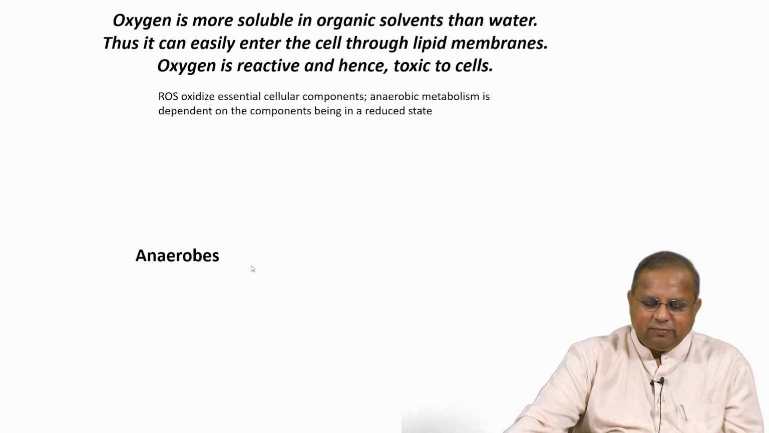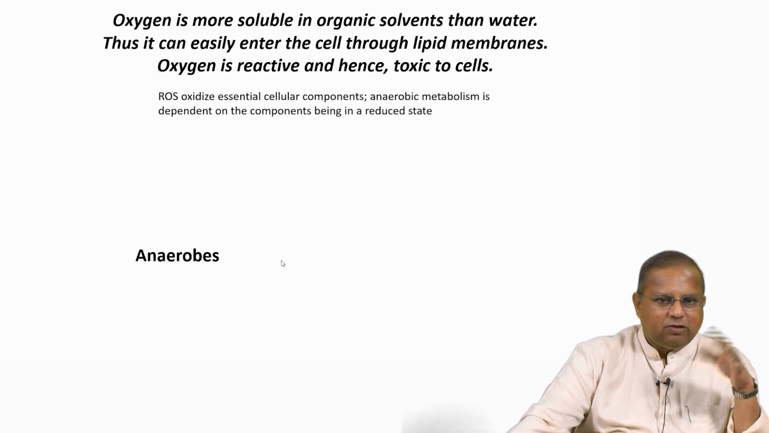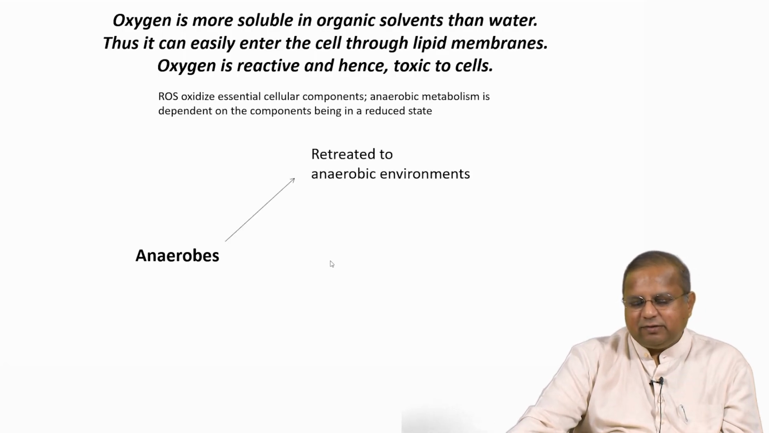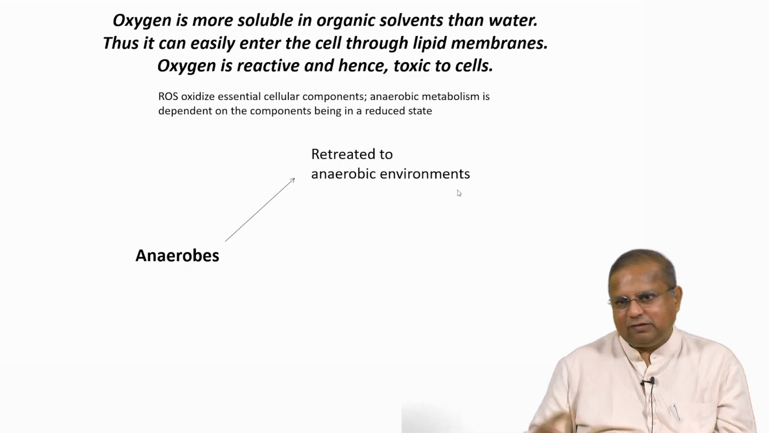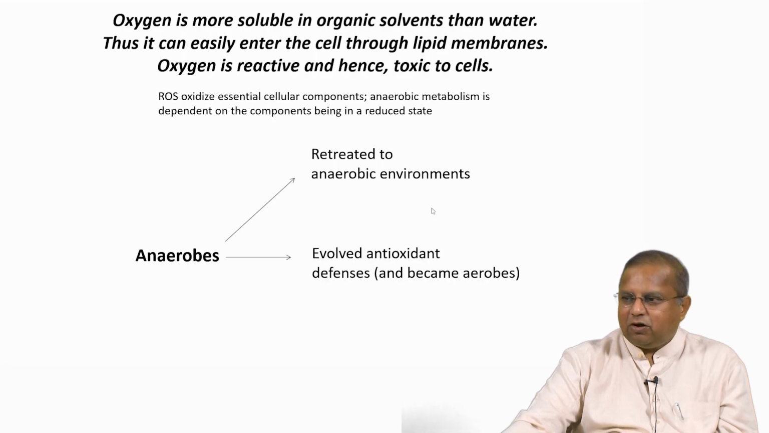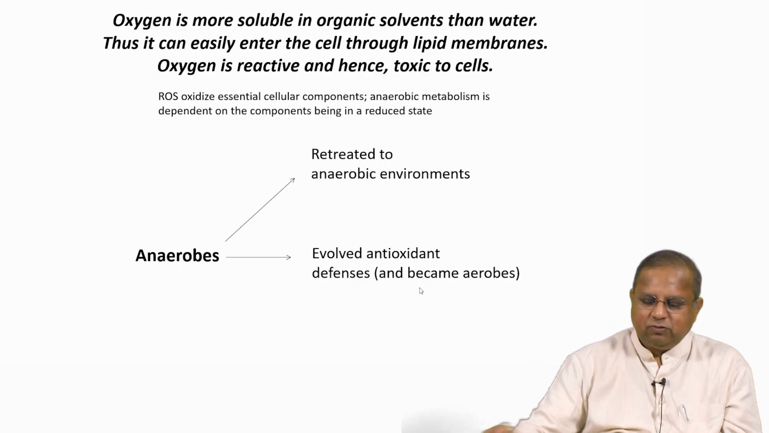So, historically, anaerobes were there before oxygen came into existence in the Earth's atmosphere. When oxygen levels started rising, the anaerobes either retreated to anaerobic environments, much under the sea, deep under rocks, deep under soil, where there could be anaerobic environments, or evolved antioxidant defenses. That is when they started evolving antioxidant defenses, of course with natural selection, and those that did not have them perished.